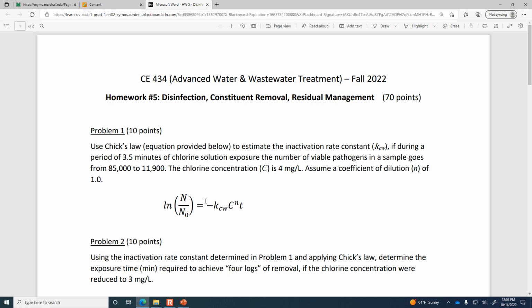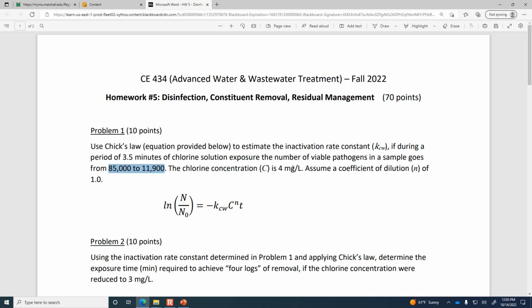So it's going to be longer than this 3.5 minutes from problem 1, because problem 1 is not even 2 logs of removal, to go from 85,000 down to 11,000. So first, you're having a greater inactivation between problem 1 and problem 2. But then the second aspect of it is that the chlorine concentration is lower.